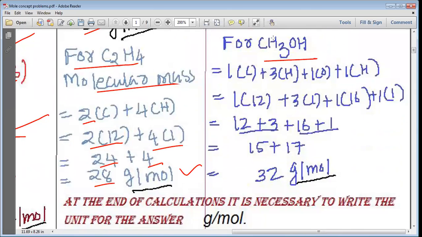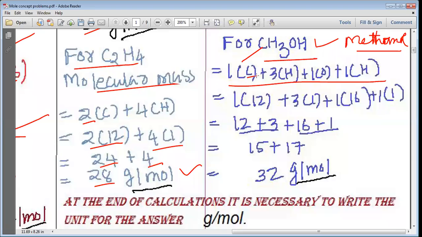Here we are given the formula CH3OH. It is known as methanol, my dear students. It is nothing but your methanol. This methanol has one carbon, three hydrogen, one oxygen, one hydrogen. So for that we can easily write, for calculating the molecular mass, 1 into atomic mass of carbon, 3 into atomic mass of hydrogen, 1 into atomic mass of oxygen, and 1 into atomic mass of hydrogen.